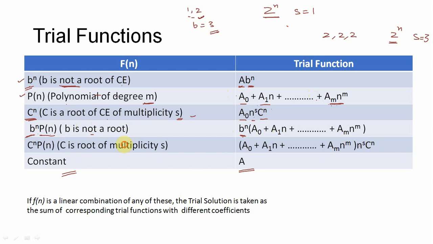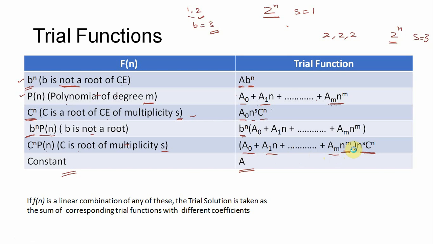Similarly, if the function is of the form c to the power n pn, where c is a root of multiplicity s, see over here I had n to the power s, c to the power n, a0. So similarly n to the power s, c to the power n will remain the same, but instead of a0 I'll now have a0 plus a1n plus so on up to am n to the power m. So this is a table of all the trial functions. Now the use of these trial functions will become clearer once we handle certain examples, right?